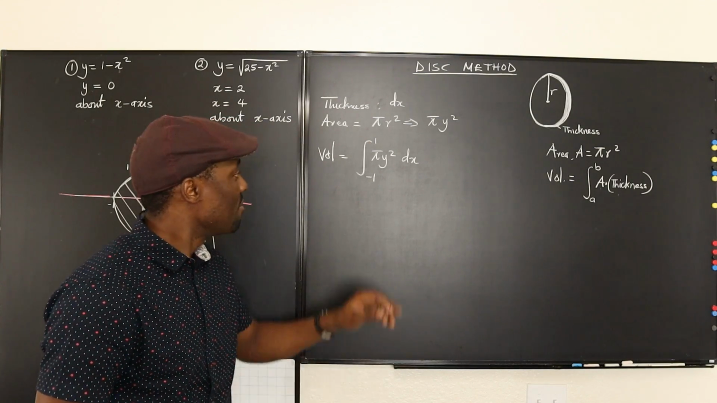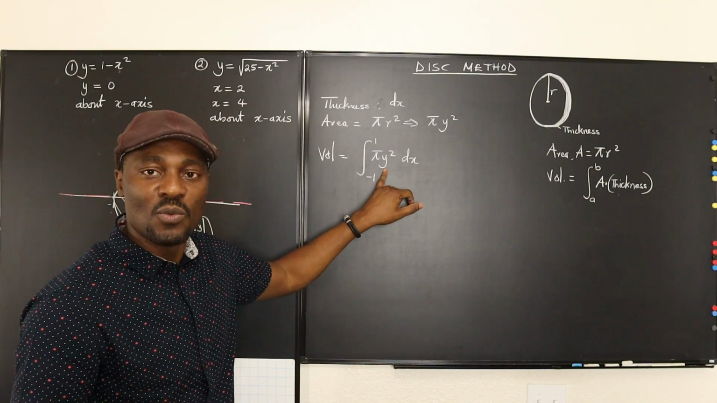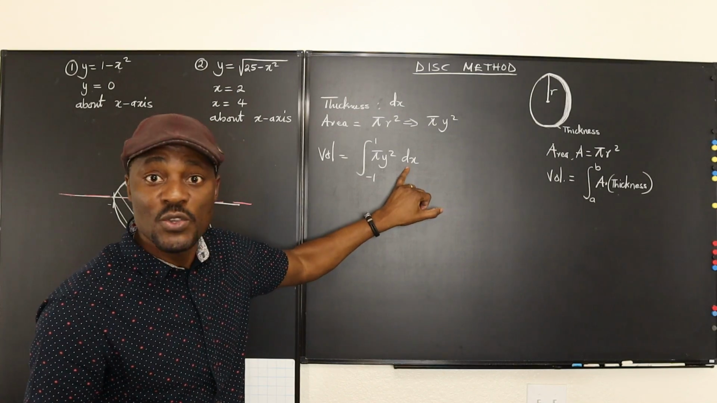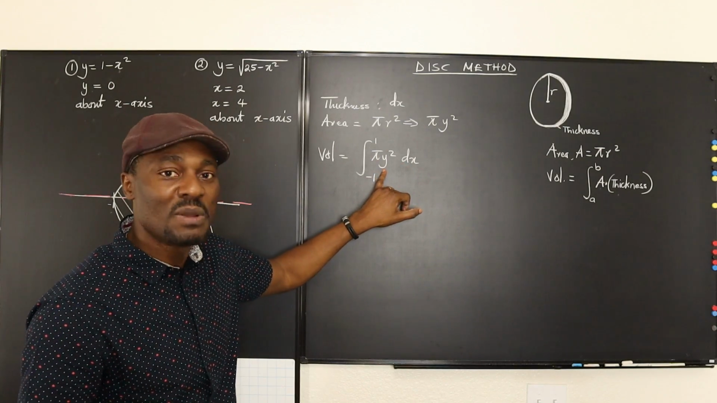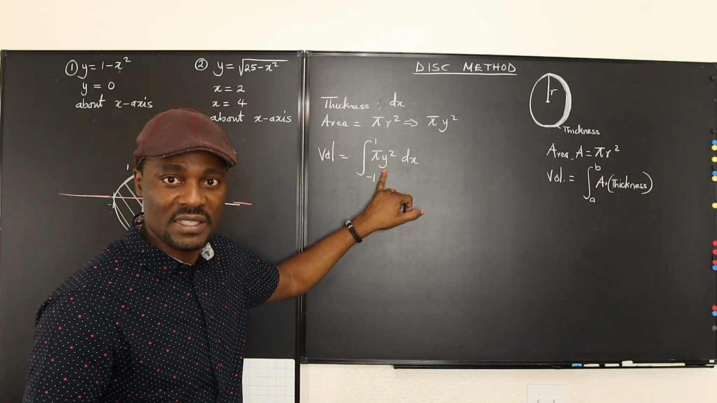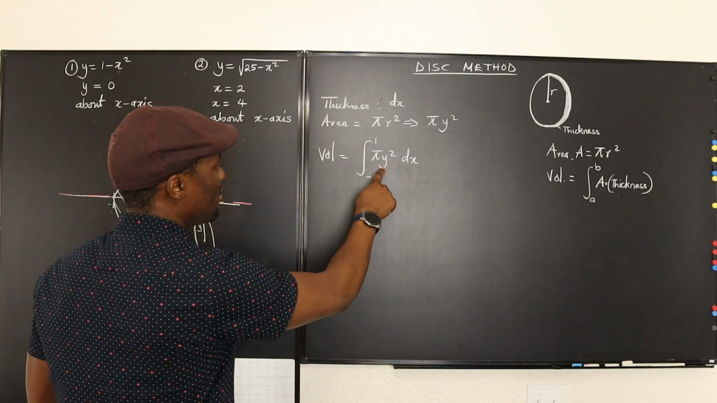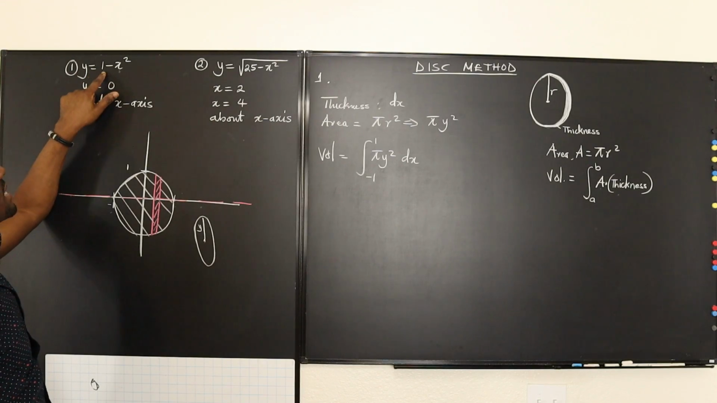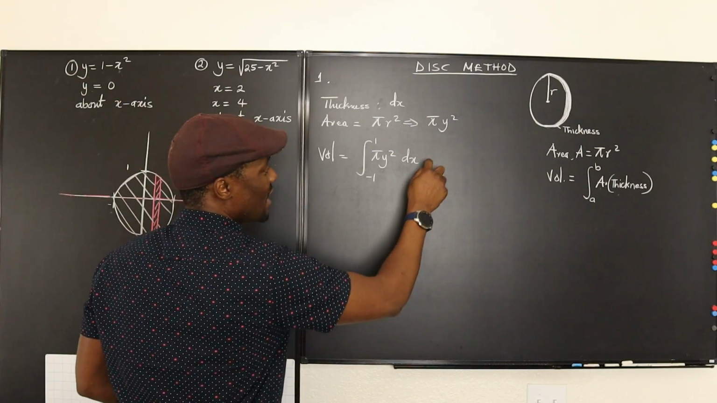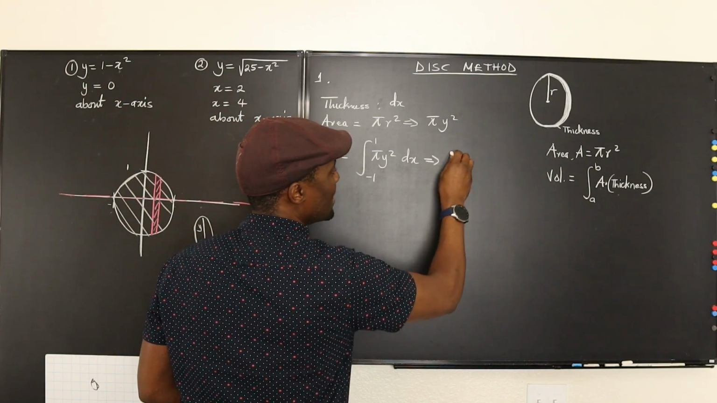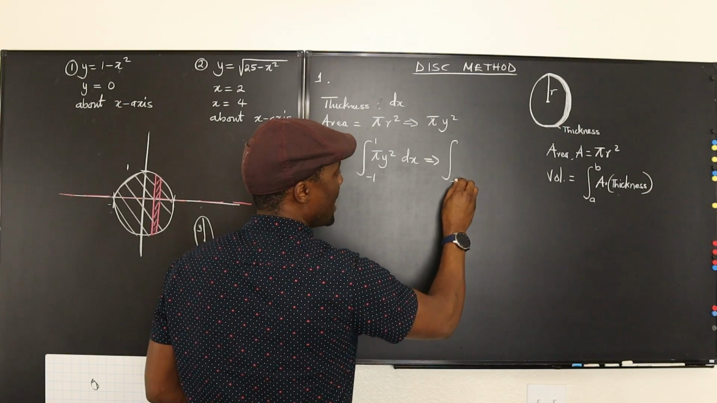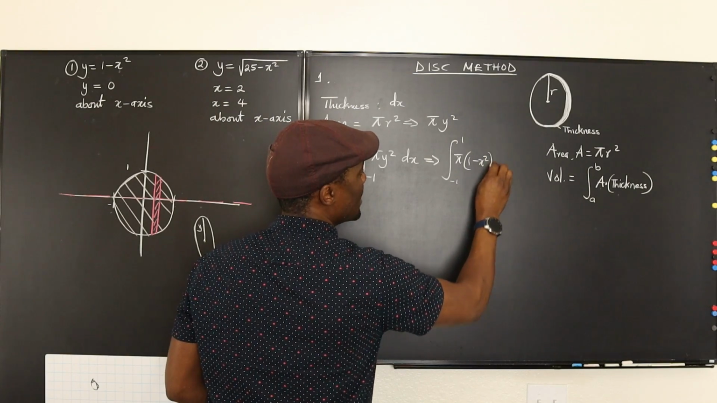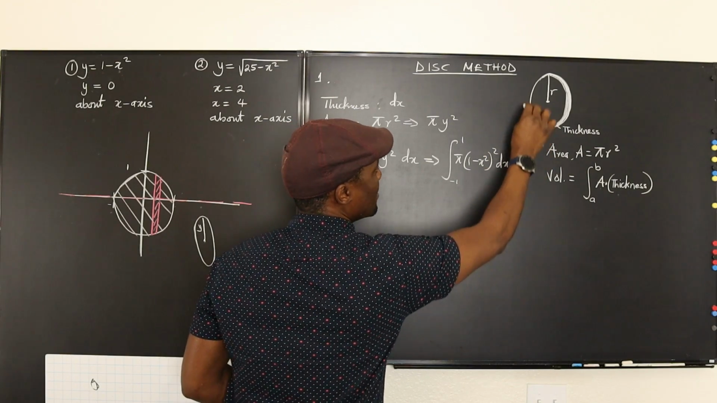However, we're not done because we cannot integrate y with respect to x. You see that? So you have to change this. This y has to be replaced with an expression in terms of x. So how do we do that? Where is the expression for y for question number 1? Remember, we're solving this one. Well, we know that y is equal to 1 minus x squared. So I can go here and replace this and say this is the same thing as the integral from -1 to 1 of pi times (1 minus x squared) dx.